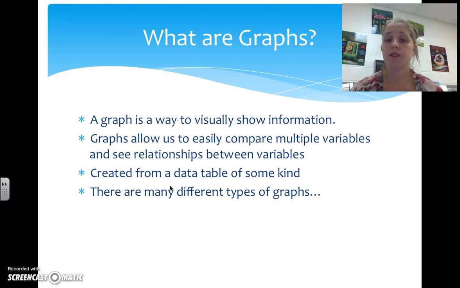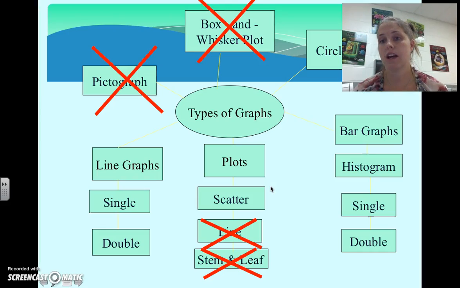We know that graphs are typically a way to visually see something that is in numbers. Numbers aren't as easy and fun to interpret, but graphs allow us to interpret those numbers easier. It allows us to compare multiple variables, as it says here, and see the relationship between those variables. They tend to be created from data tables, and there are many different types.